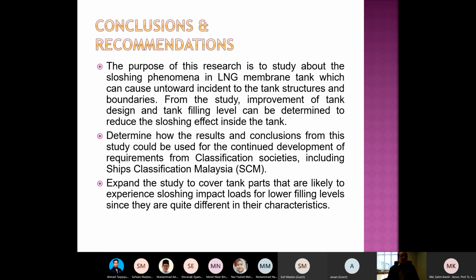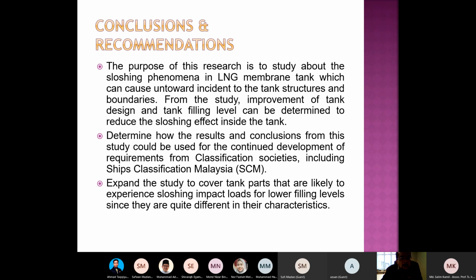So basically, we can conclude from the above: the purpose of the research is to study sloshing in the LNG membrane tank. It can cause untoward incidents to the tank structure and boundaries. So from the sloshing study, you can improve the design of the tank, and the tank filling level can be determined. I think later we can see the percentage of tank filling level cannot be a certain percentage.